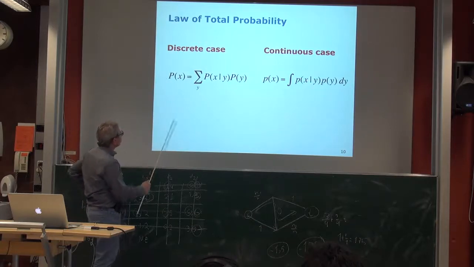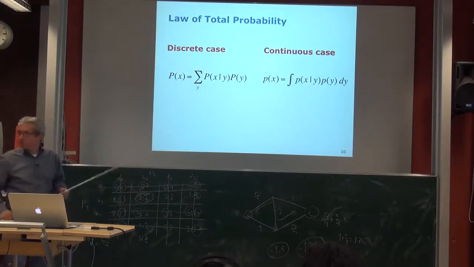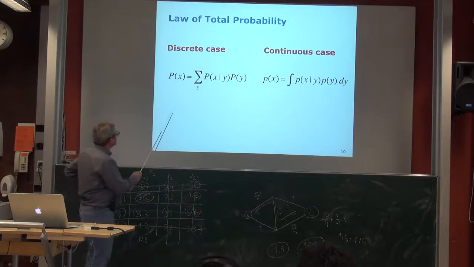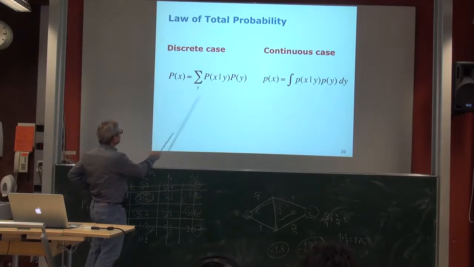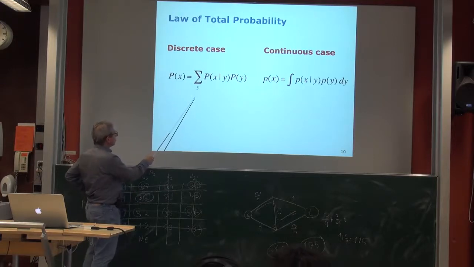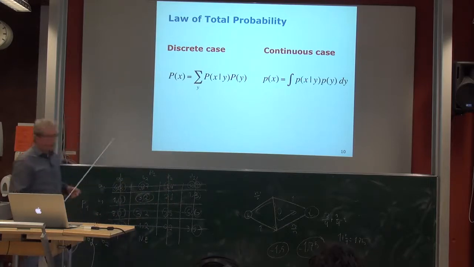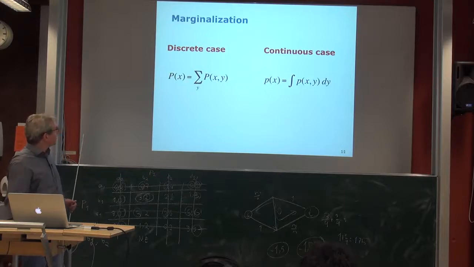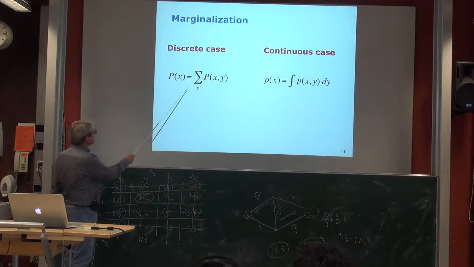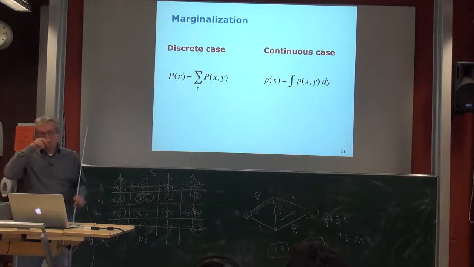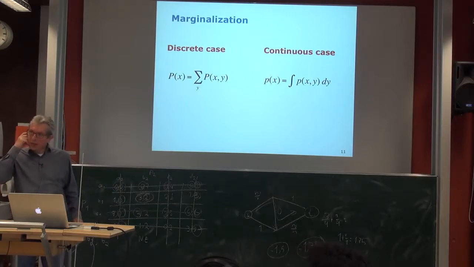There's one law that we are going to use throughout this, which is called the law of total probability. In the discrete case, p of x equals the sum over all y of p of x given y times p of y, which is basically the very same as p of x equals the sum over all y of p of x and y. And you might now ask what that actually means.